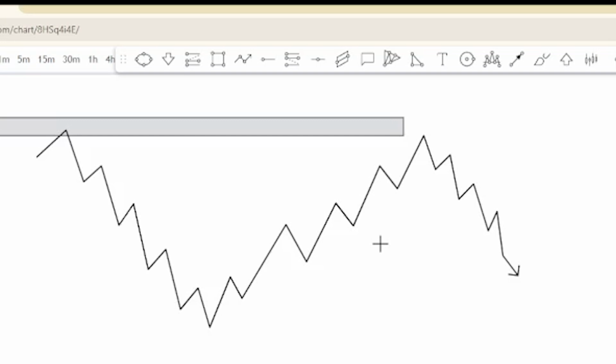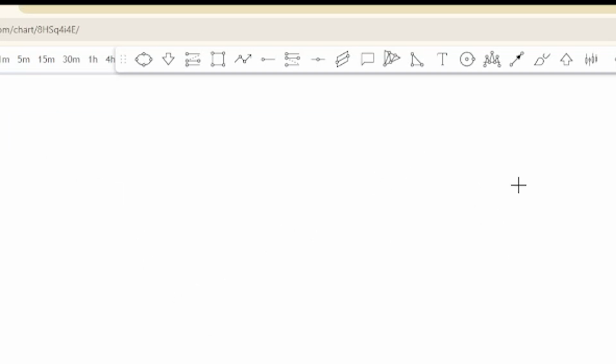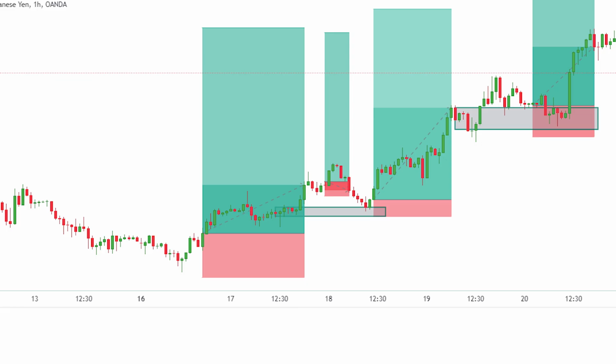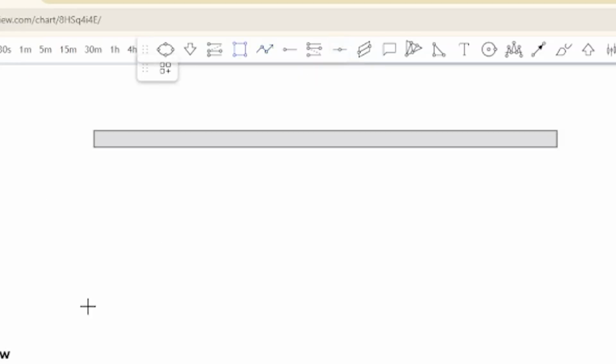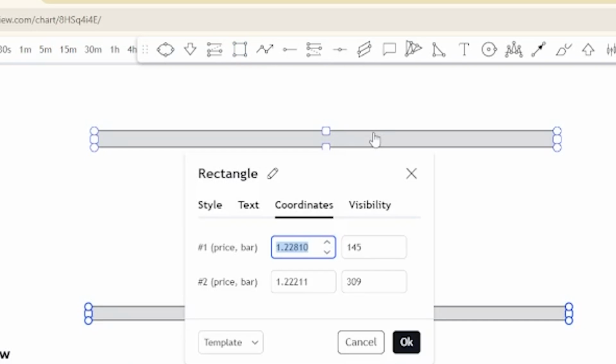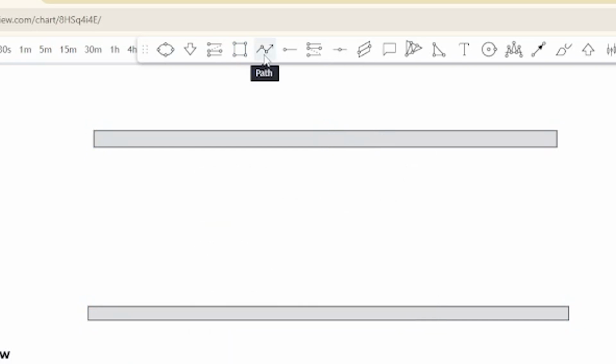Okay, welcome back. Let's start by knowing what we're going to be looking for. As you know, the market moves from the high to the low and even from the low to the high. This is the high and here will be the low. So what the market does is move from reversal areas.